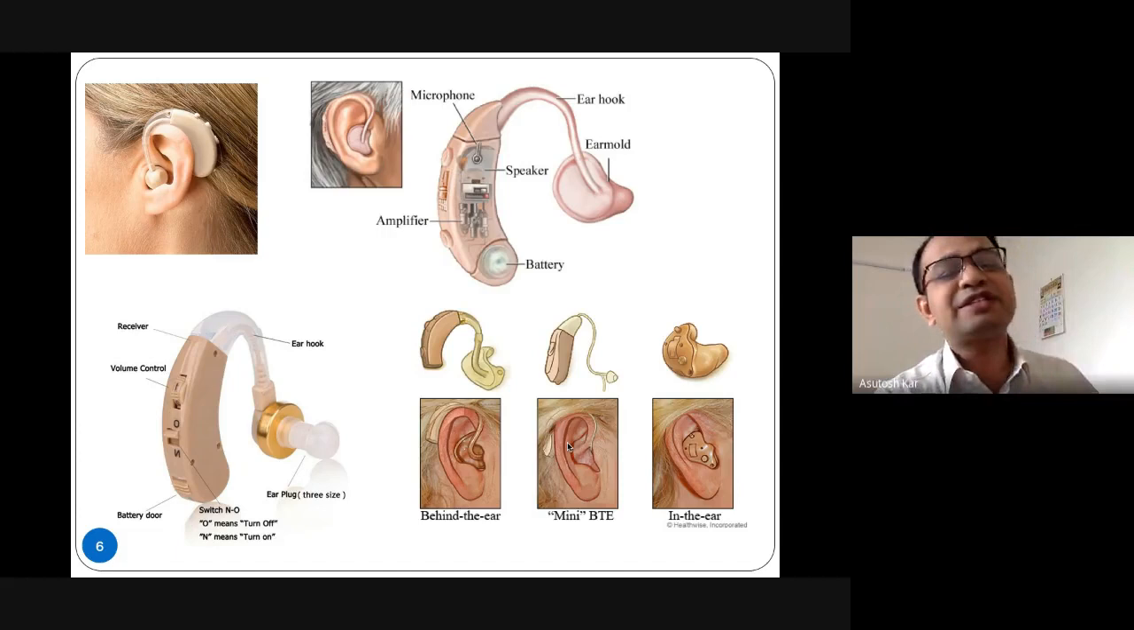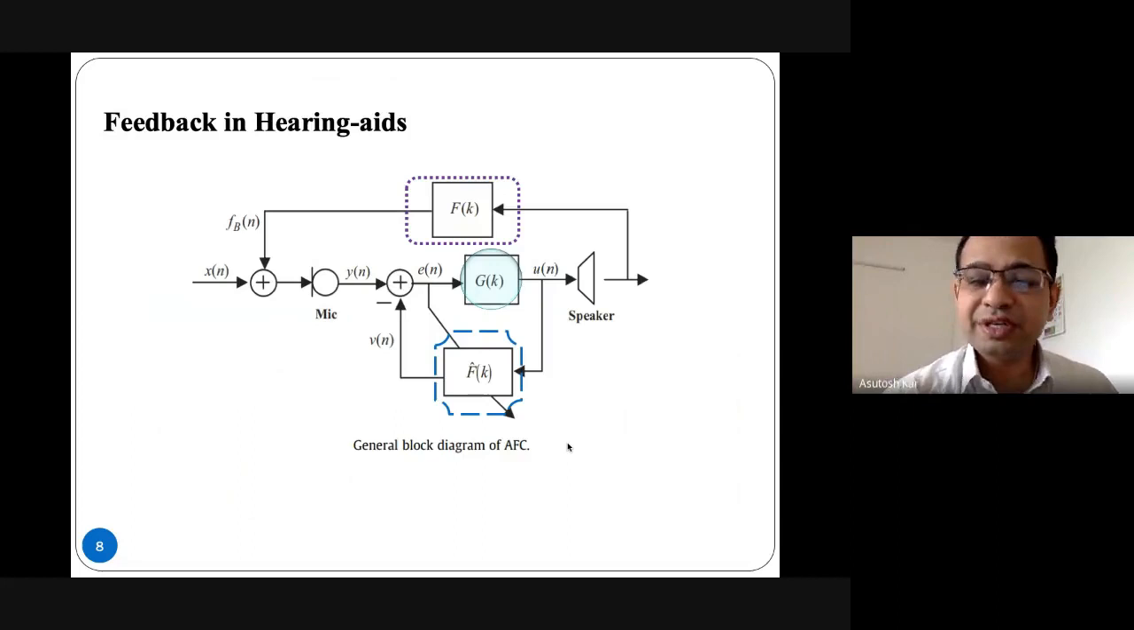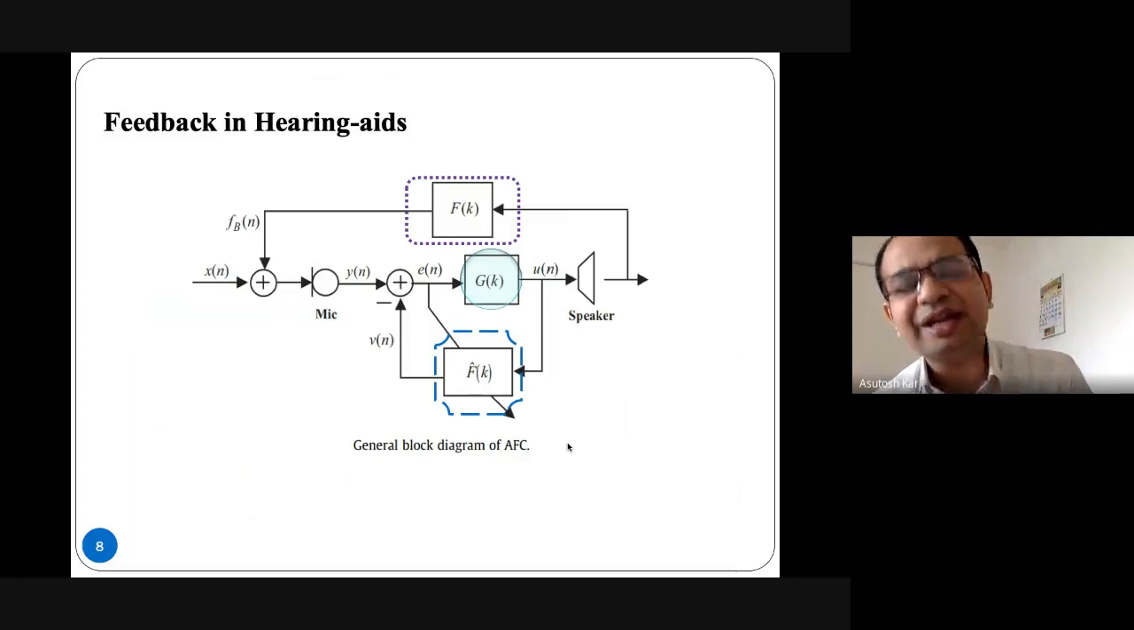Let's go to the next slide. So what affects the sound quality of the hearing aid most? With this, we will start our technical slides, and the preliminary section is now over. So you see, now I will show you the block diagrams and the details of it. My objective, in the 1 hour that I have, is to tell you about the block diagram and the research which has been done in the past with proper referencing, and at the same time, because all of you might be from various different backgrounds, to tell this in such a way that even somebody who is not from exactly this background can understand the science and technology behind it.